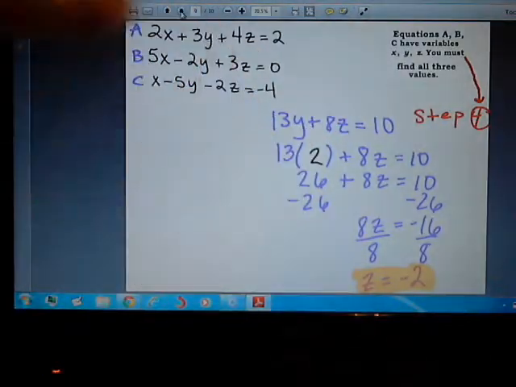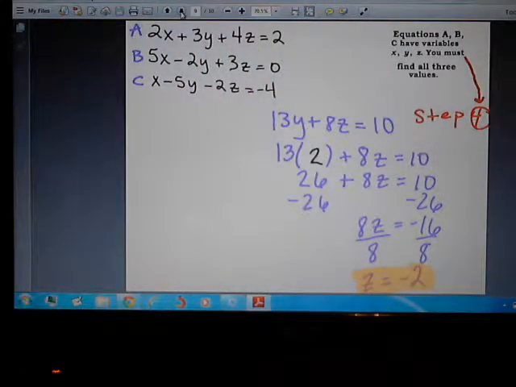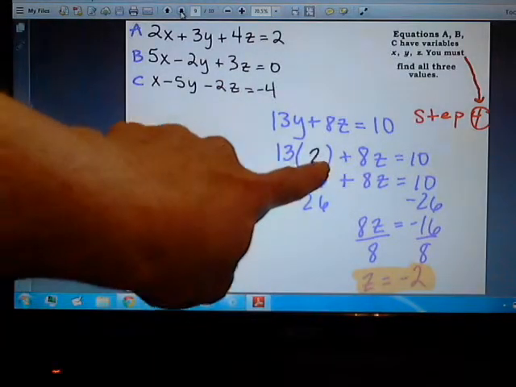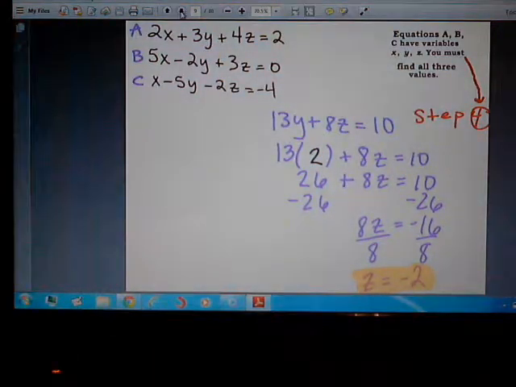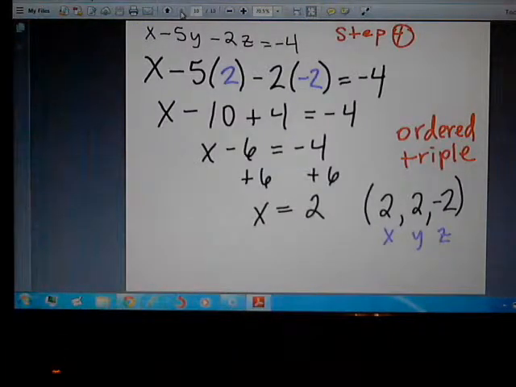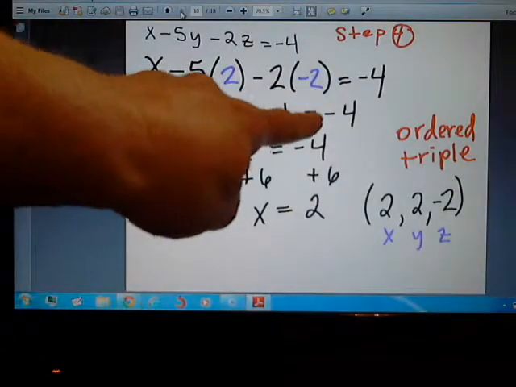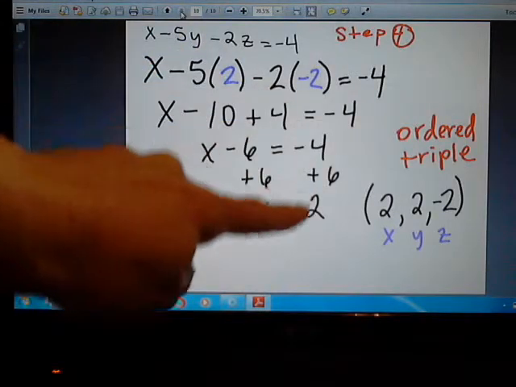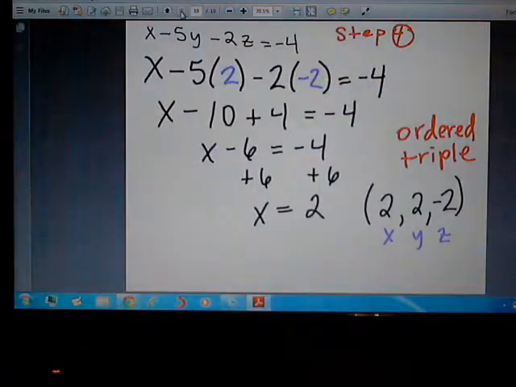That is something I don't have written in here, and we'll go back through it in class as well. I plug in my 2 for my y, or substitute it in, and solve for z. And now I know y and z. I choose any of my equations, A, B, or C, put in my y value and my z value, and I can evaluate to get x. And I know all 3 of them.